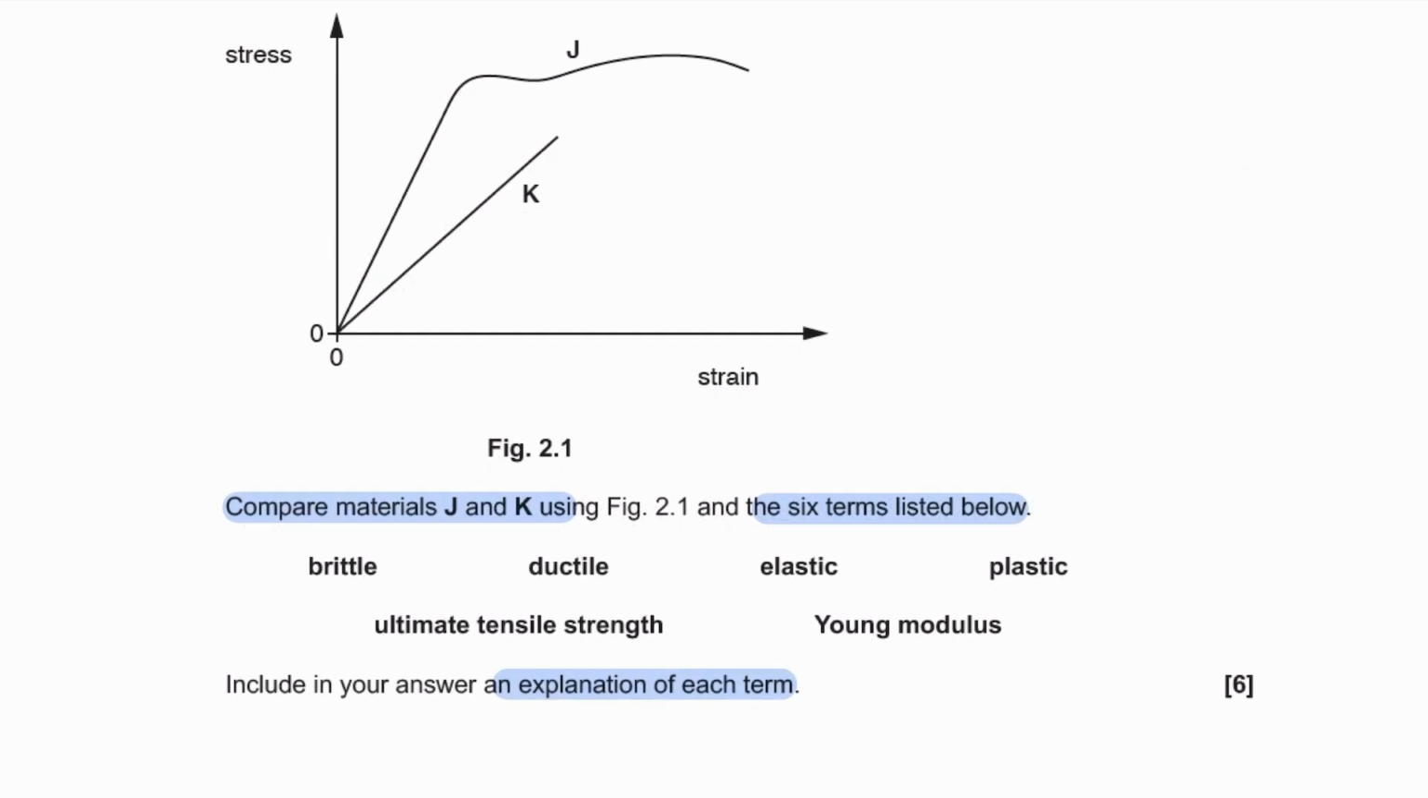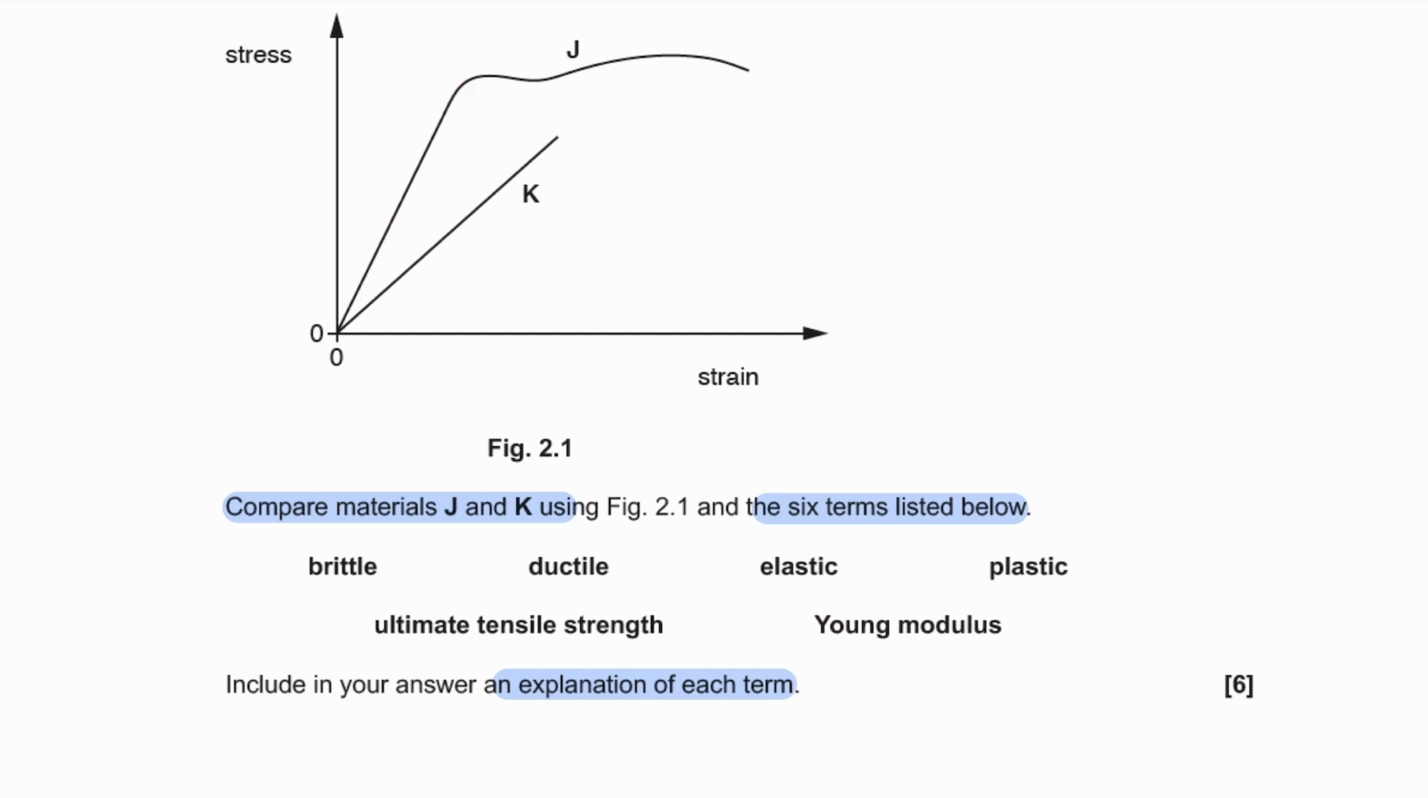So now let's compare these two materials using the terms that we have listed below. So K is brittle, it doesn't undergo any plastic deformation. J does undergo plastic deformation. That starts to occur soon after the linear portion of the graph, so around here roughly is where you would no longer have elastic deformation and you will now have plastic or permanent deformation. They both have elastic regions. The straight lines correspond to where the elastic deformation is occurring.